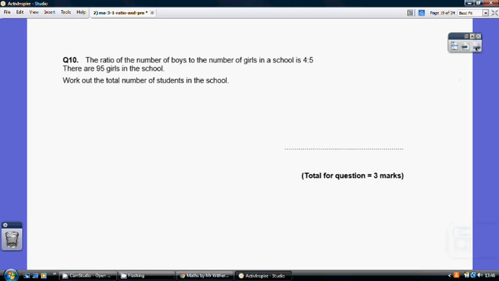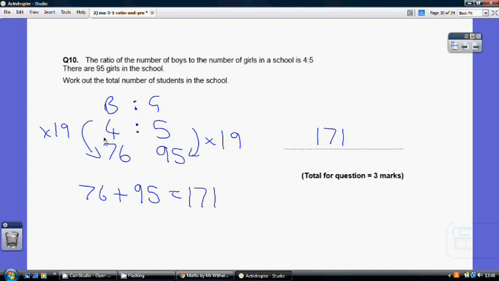Question 10. So boys to girls is 4 to 5, and we're told there are 95 girls in the school. So how many times bigger is 95 than 5? Well, 95 divided by 5 is 19. So to change our ratio into the number of kids in the school, we're multiplying by 19. 4 lots of 19 is 76. So there are 76 boys and 95 girls. So in total, that is 76 and 95, which is 171 students in the school.